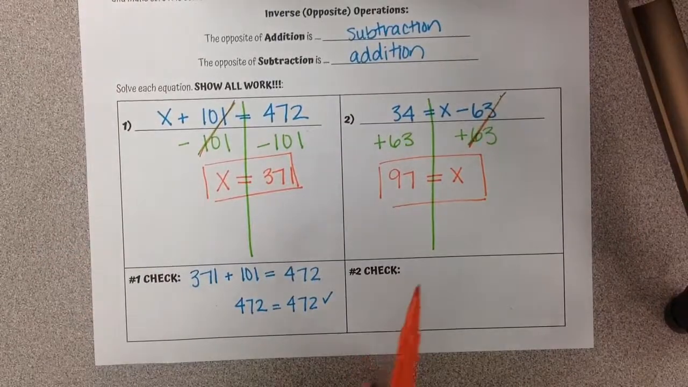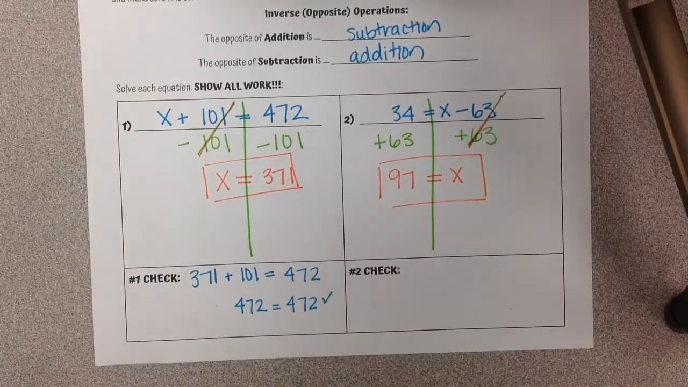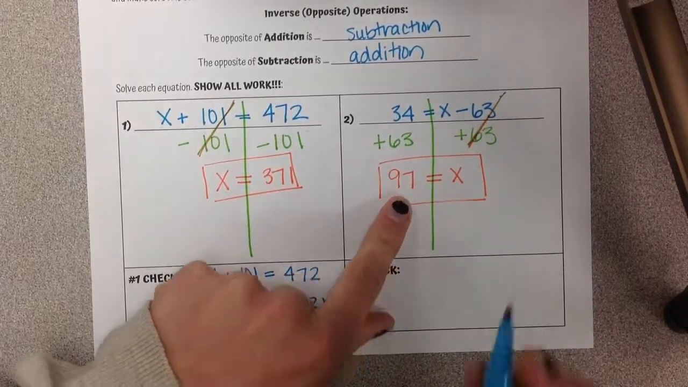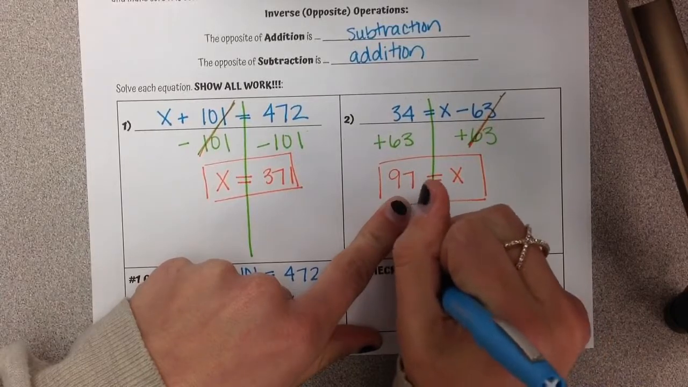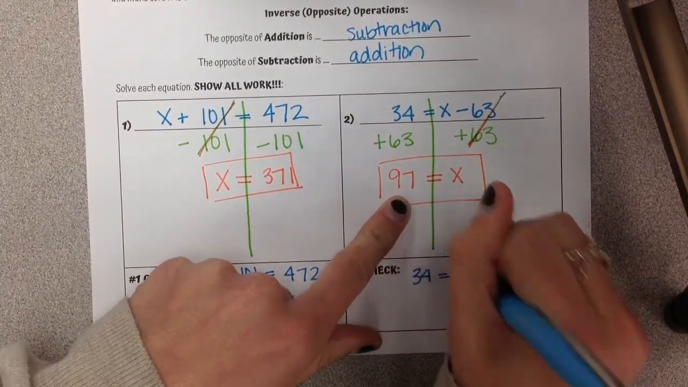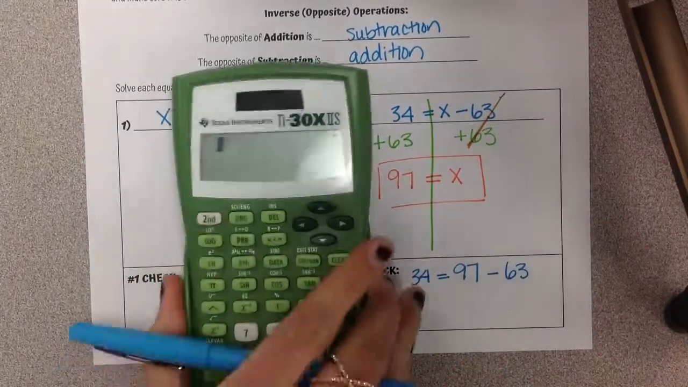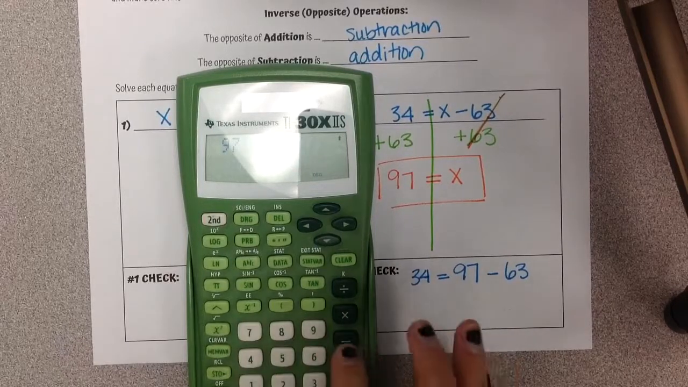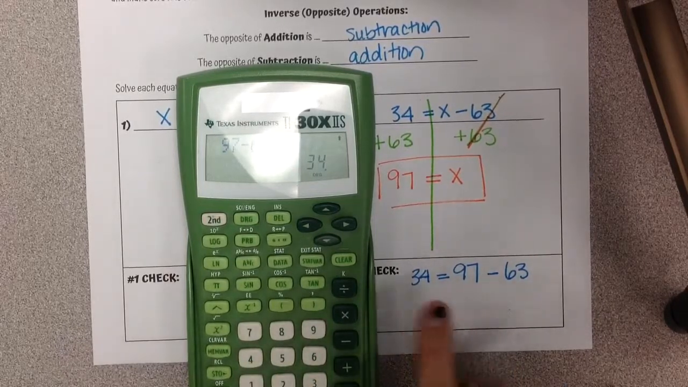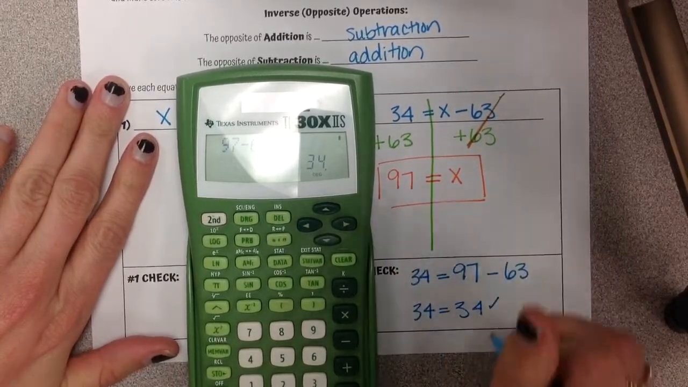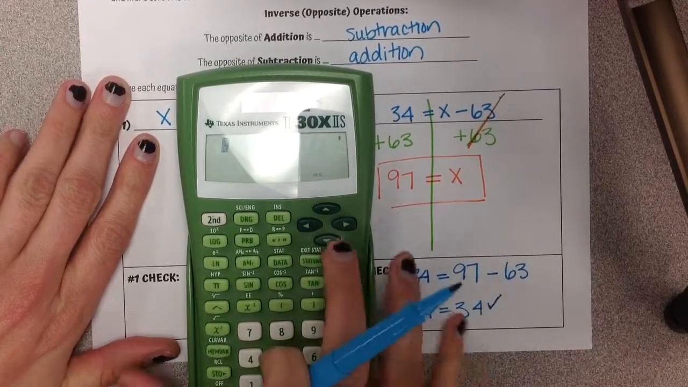Since x is now alone on one side of the equal sign, that is our final answer. But again, we want to go back and double check to make sure we didn't make any mistakes. So we're going to plug in. We're saying x is 97. So we're going to plug 97 in for x. So we have 34 equals 97, which is x, minus 63. Again, getting out my calculator, 97 minus 63. Is that going to give me 34? Yeah. So 34 is equal to 34. That is a true statement. I did not make a mistake.